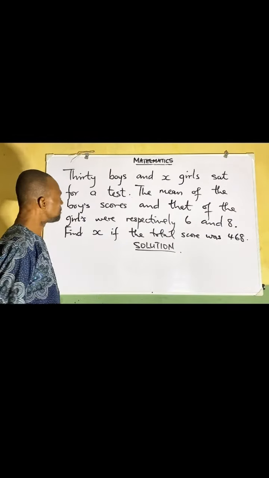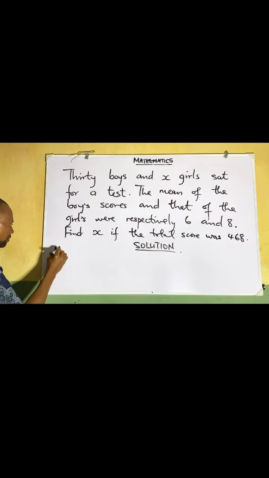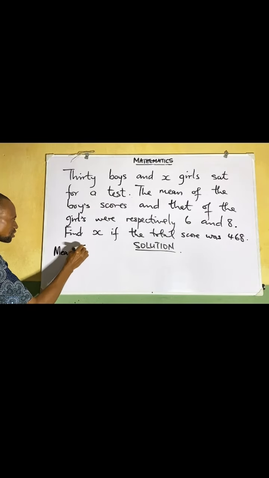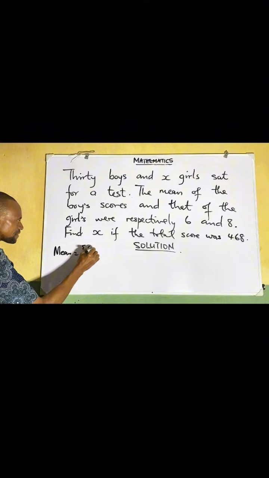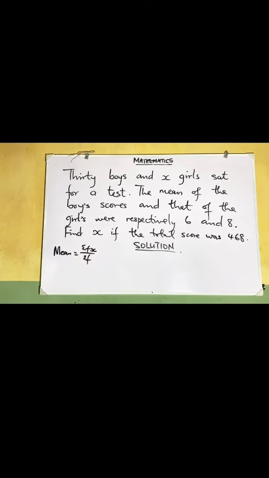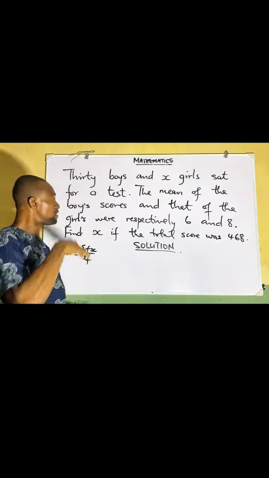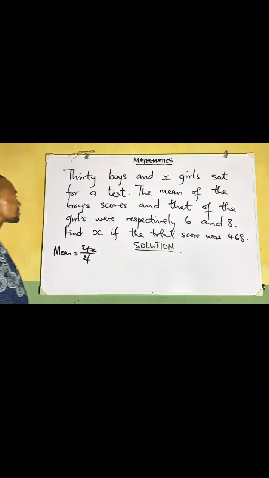This is a relax. Mean. Let us remind ourselves of the formula for mean. Mean equals sum fx over sum f. This is the formula for mean. Now, you have the mean for boys, you have the mean for girls. Look at the mean for boys, look at the mean for girls.